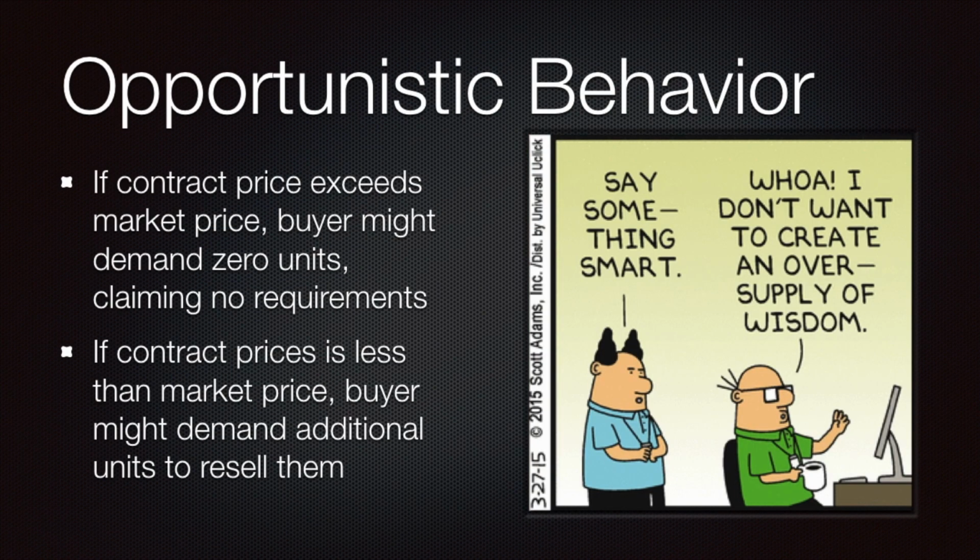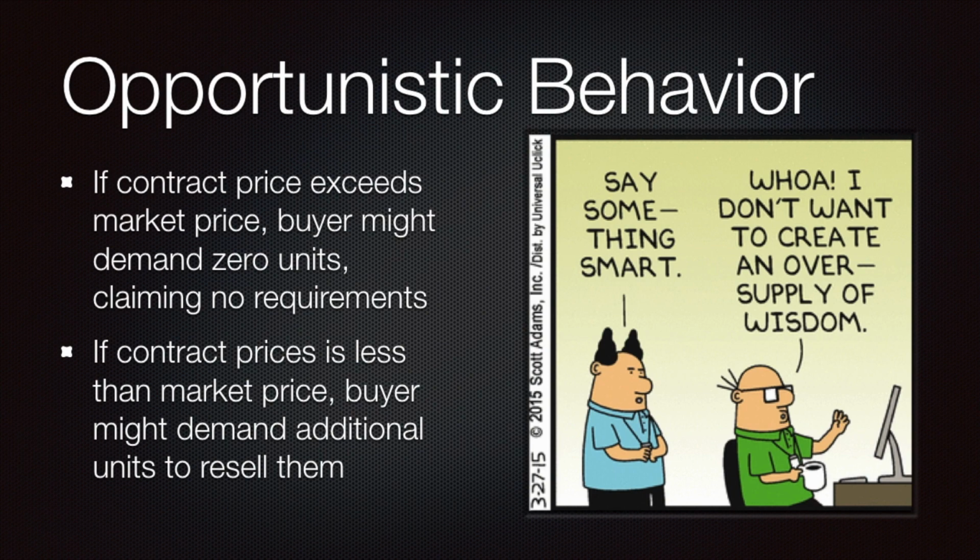Again, this is an economics issue. This is evidence of opportunistic behavior, where a party has entered into an incomplete contract and now is attempting to extract some of the wealth surplus from the transaction. To put it in more generic terms, if a contract price exceeds the market price, the buyer might demand 0 units, claiming they have no requirements. Because they don't want to pay the higher contract price, they're just going to go to the market.